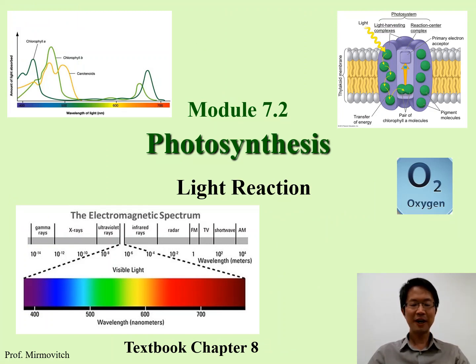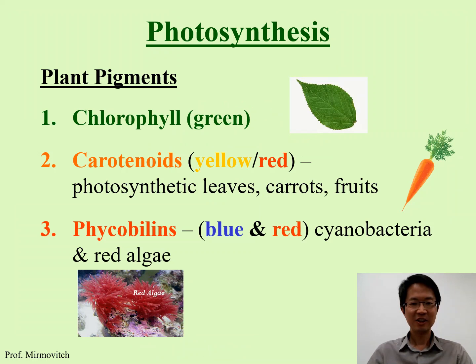So the light reaction, of course, involves light. So we'll briefly talk about the spectrum of the light, and also we'll talk about the two photosystems that are involved in the light reaction. We'll first talk about pigment, because pigment is the light-absorbing agent.